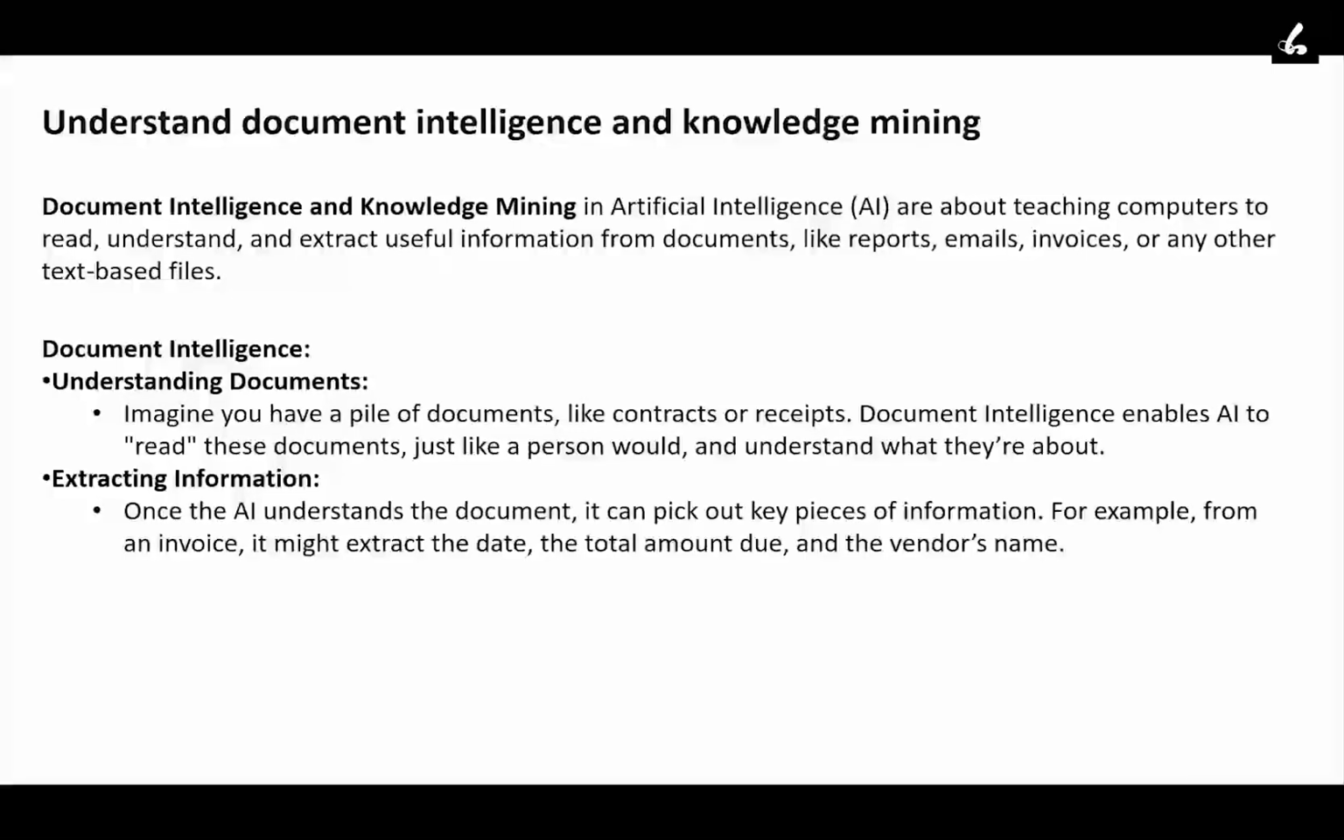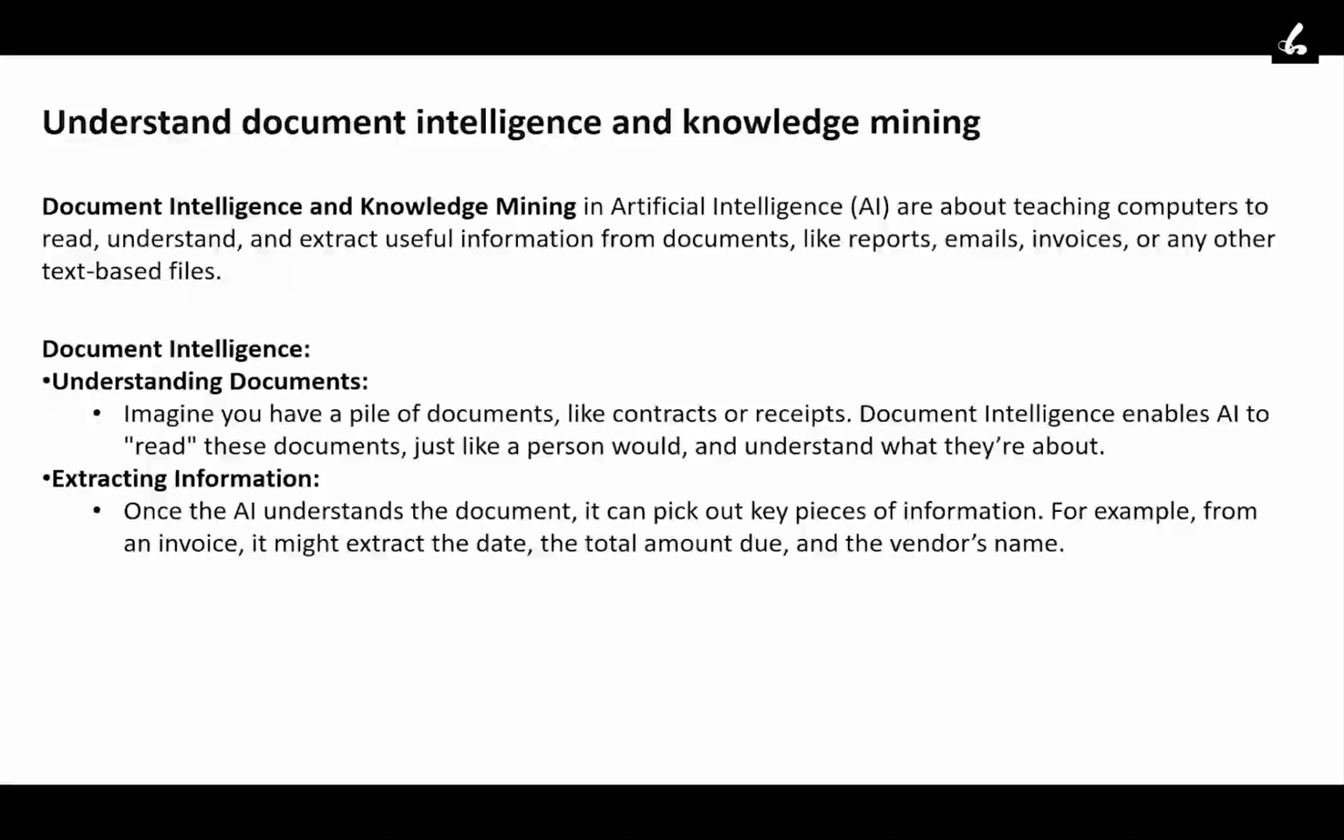So firstly, they are understanding the whole document. They are able to gather the information by reading, and then after processing the data, the particular system is able to answer our queries which we have asked particularly about that document. So it is happening due to document intelligence and knowledge mining.